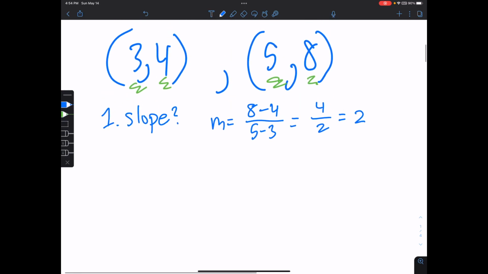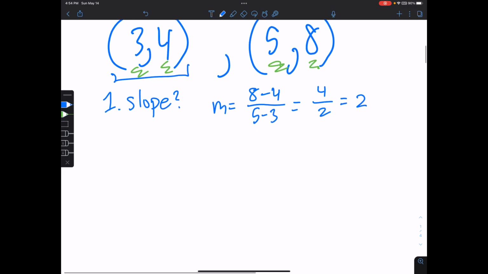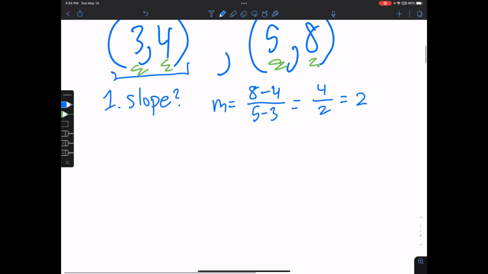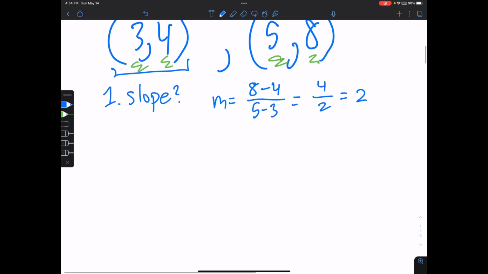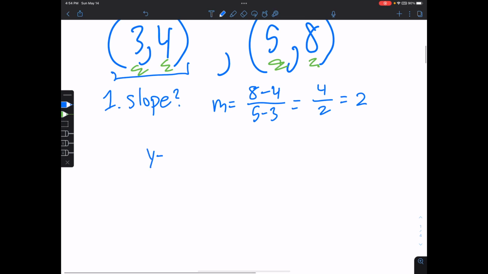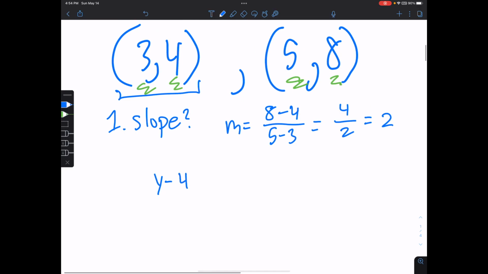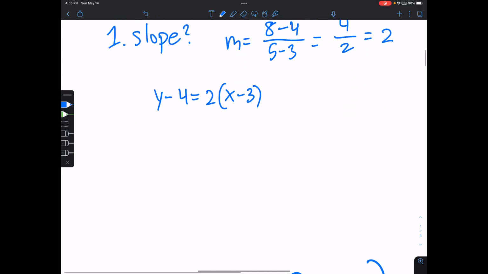Now, since we have a point, I'm going to go ahead and use this point. We have all we need to make an equation, and that shows the power of point slope form. So y minus y1, and I'm just going to use 4 as my y1, so y minus 4 is equal to m, which is 2, times x minus x1, which is 3. And boom, you have our point slope form.